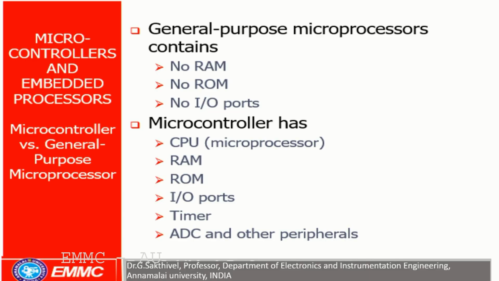Whereas the microcontroller consists of the CPU, that is the microprocessor, and it has on-chip RAM, on-chip ROM, IO ports, timer, ADC, DAC, PWM unit. These all come under a single chip, which we call the microcontroller. The RAM, ROM, IO ports, timer, UART, ADC, DAC, PWM unit, which are available in the microcontroller, we call on-chip peripherals. Those things are available as off-chip in a microprocessor.